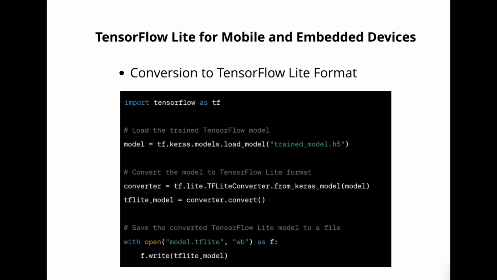Now, once we're done with that, save the converted TensorFlow Lite model into a file by calling with open, model.tflite being the name of the file, and we're writing to it as f, and we can say f.write, passing it the tflite_model that we created up above.